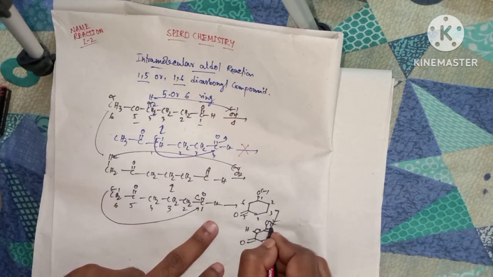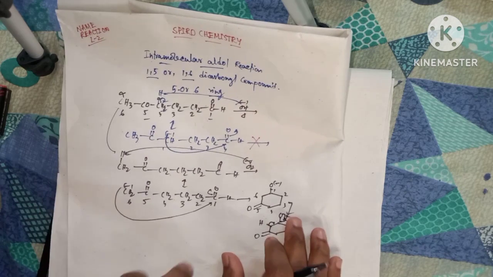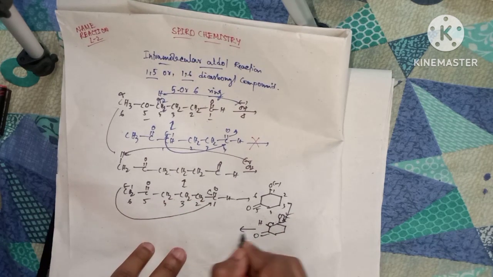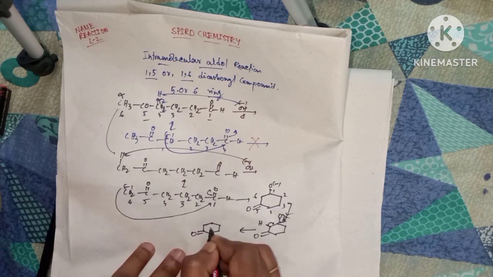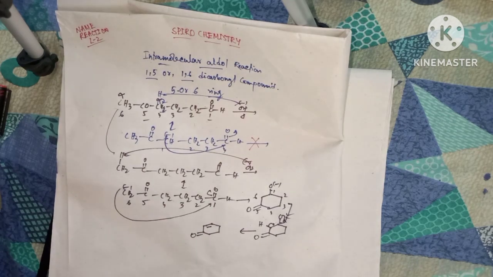An alpha beta unsaturated product is formed in intramolecular aldol condensation, and what is the product? The product is C double bond O, and here is a double bond.